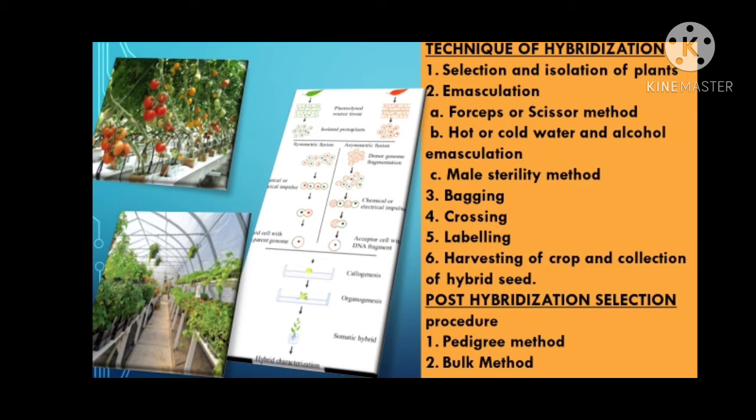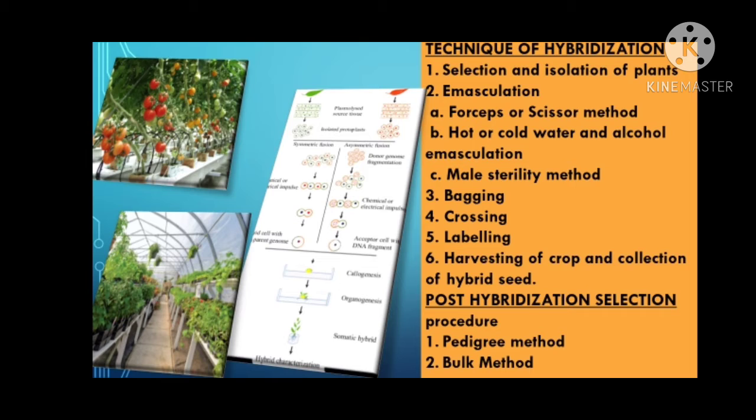Second one is hot or cold water and alcohol emasculation. In plants having small sized flowers such as rice, Oryza sativa, sorghum vulgare, and bajra, Pennisetum typhoides, etc., emasculation is done by dipping the panicles in hot water having a desired temperature for a definite period. Similarly, cold water or alcohol emasculation is carried out.